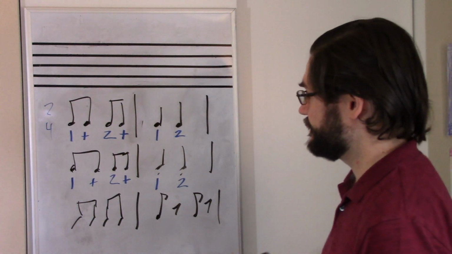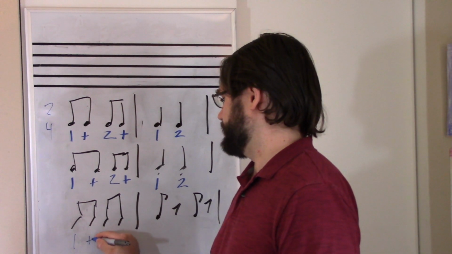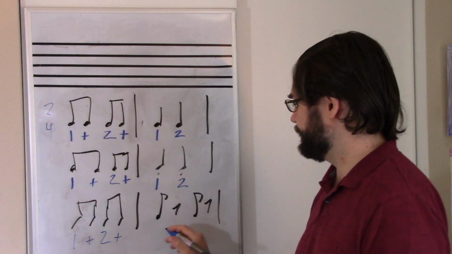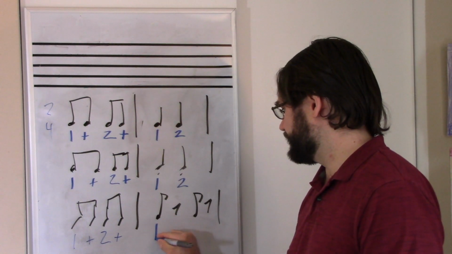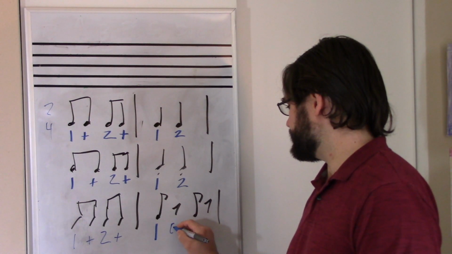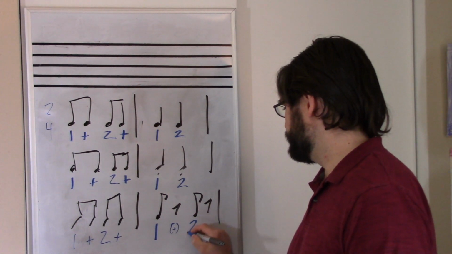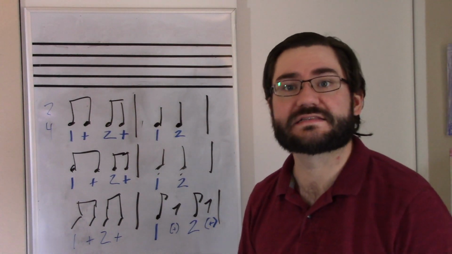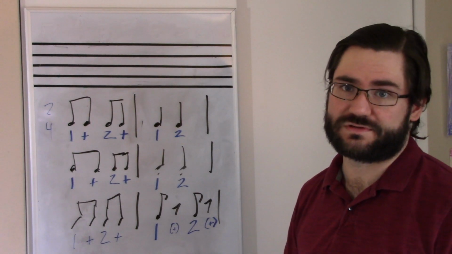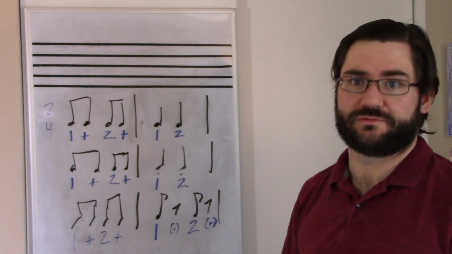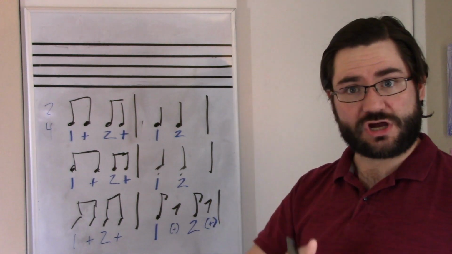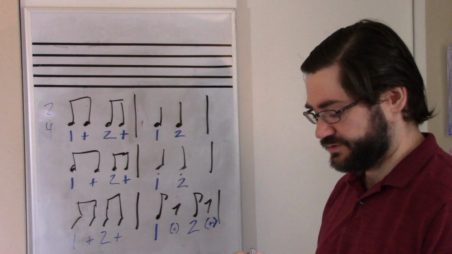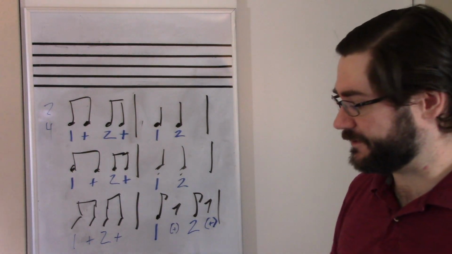those quarter notes. We get the same thing here, 1 and 2 and, then this measure, we have 1, we're going to rest on the and, 2, and then rest on the and. Now these rests, you're not going to really be able to count. 1, 2, and you're going to have to just chop off. So if you perform it like the staccato quarter note, it's going to sound very similar.